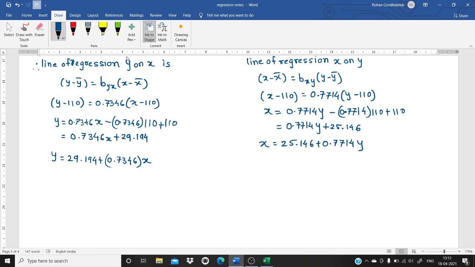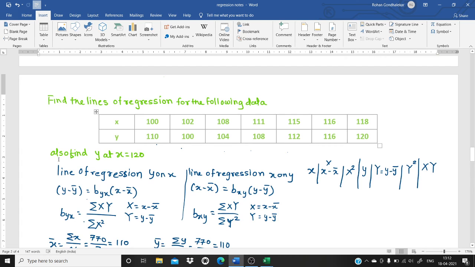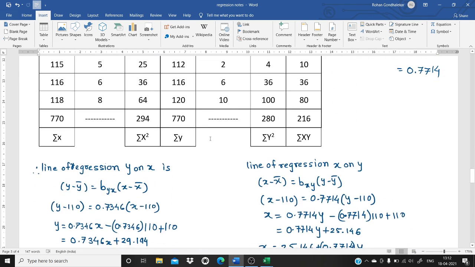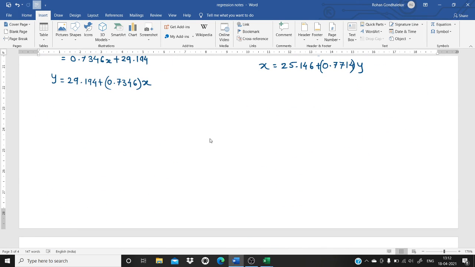Is this okay? Yeah. Now there is a small sub question given in the problem. Initially, I have not mentioned that, but now I'll just mark it. Also find y at x is equal to 120. So one more question pending here. Find y at x is equal to 120.